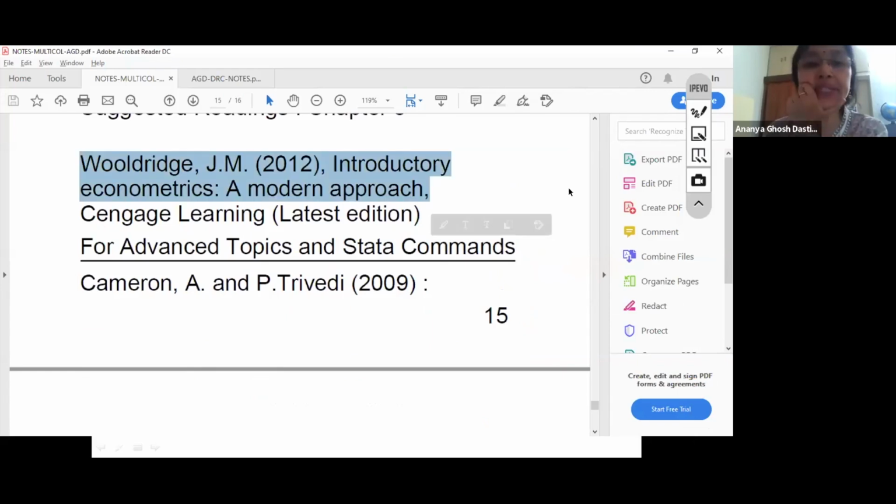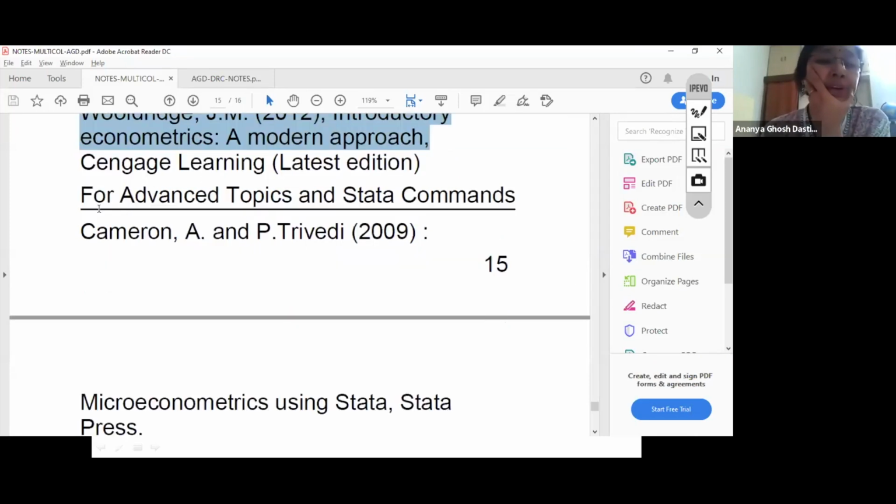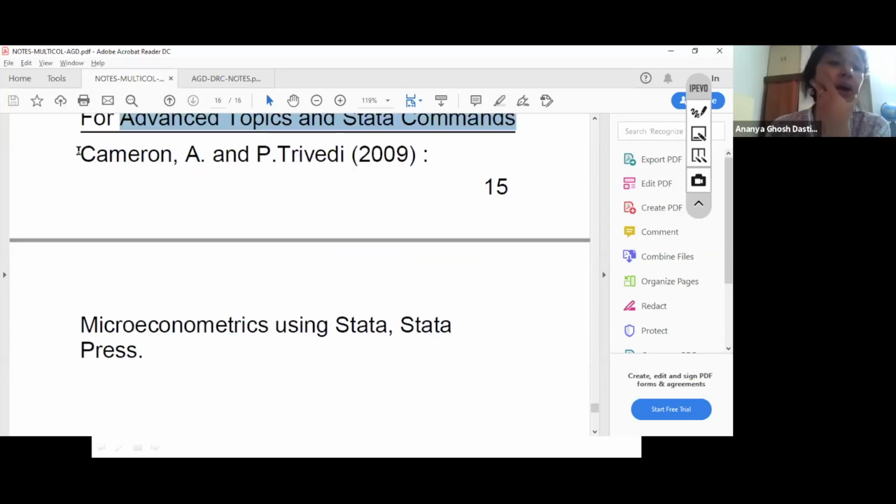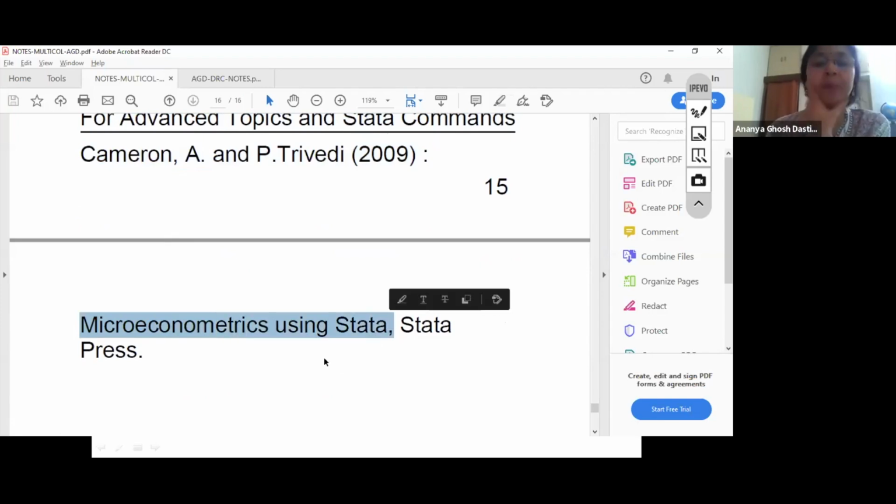Introductory Econometrics: A Modern Approach, and a book which has a very similar title is a book by Christopher Dougherty. If you're an advanced student, then for you a book with advanced topics as well as data commands is this one, a book by Cameron and Trivedi. I don't know the full name. So Cameron and Pravin Trivedi. It's called Microeconometrics Using Stata. This is an excellent book, but it's an advanced text.